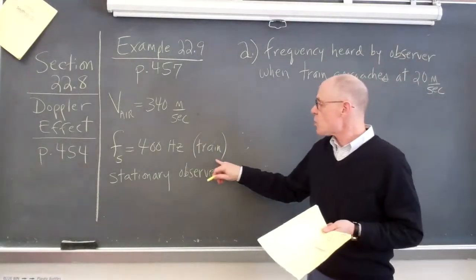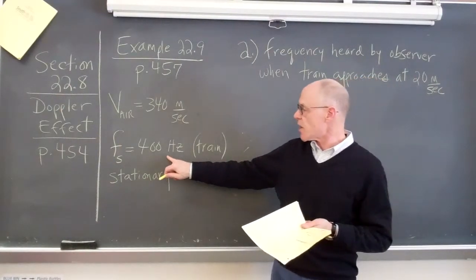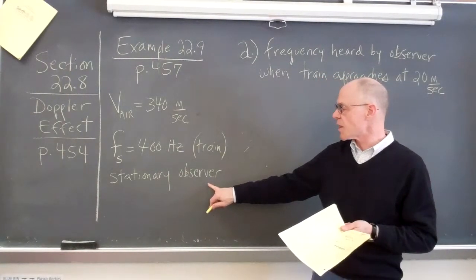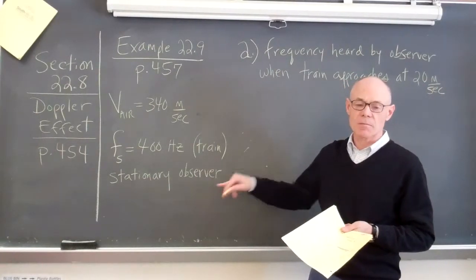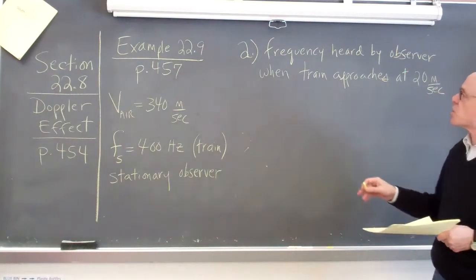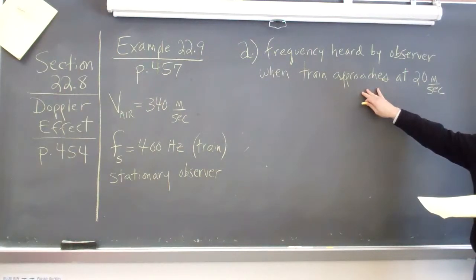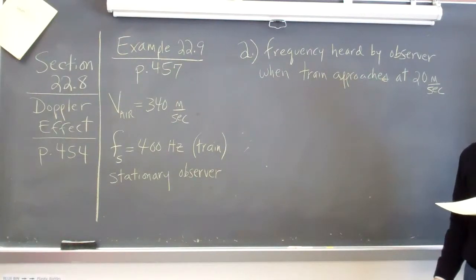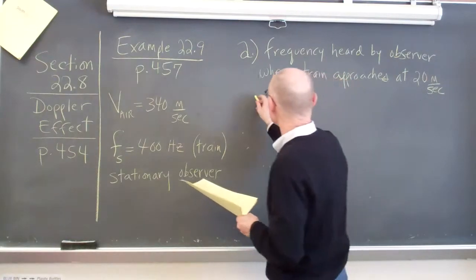You're also told that there is a train whistle, and that whistle is producing a sound of 400 hertz. And you're also told that the person listening, or the observer, is stationary. Two-part question. The first question is, as the train approaches the observer at 20 meters per second, what frequency is heard by the observer? So let's use our general Doppler equation.